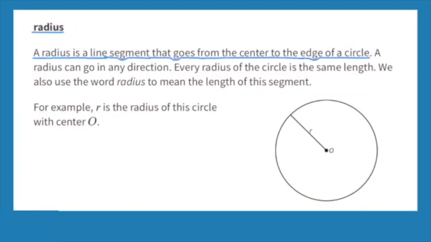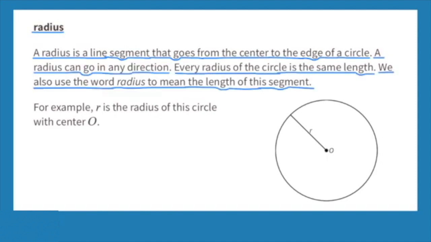Radius. A radius is a line segment that goes from the center to the edge of a circle. A radius can go in any direction. Every radius of the circle is the same length. We also use the word radius to mean the length of this segment. For example, R is the radius of this circle with center O. Each of these line segments represents the radius for this circle, and each of these line segments is the same length.